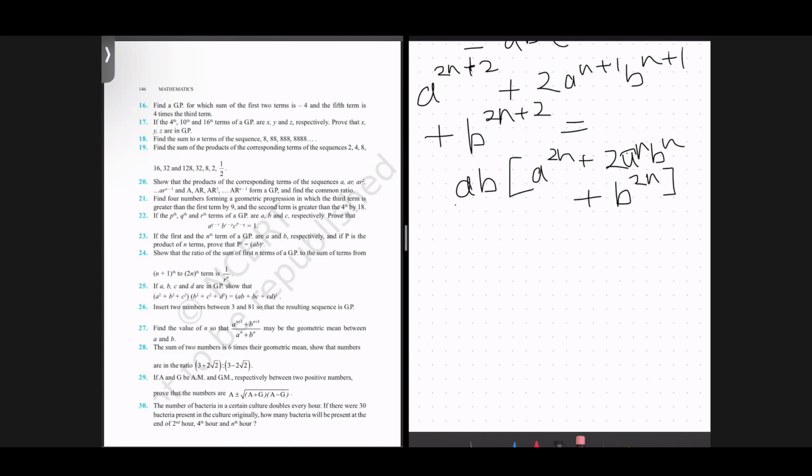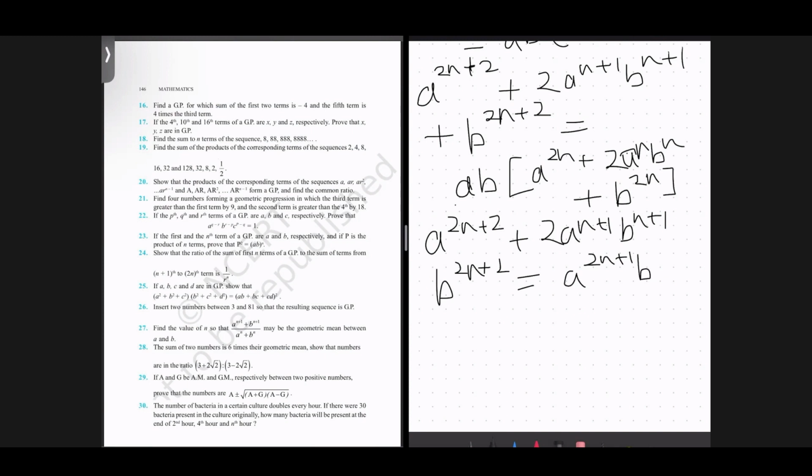So on the LHS side, it's going to be the same. It's going to be a raised to the power 2n plus 2 plus 2 a raised to the power n plus 1 b raised to the power n plus 1 plus b raised to the power 2n plus 2 equal to a raised to the power 2n plus 1 b plus 2 a raised to the power n plus 1 b raised to the power n plus 1. So ab multiplied by this term right here becomes this. And finally we get b raised to the power 2n plus 1 a. Correct.